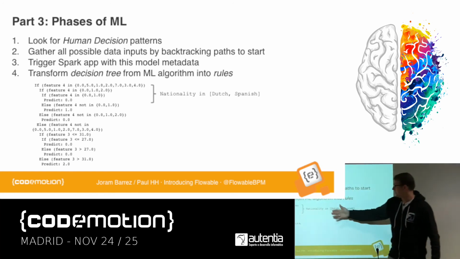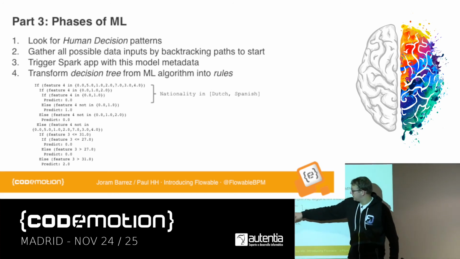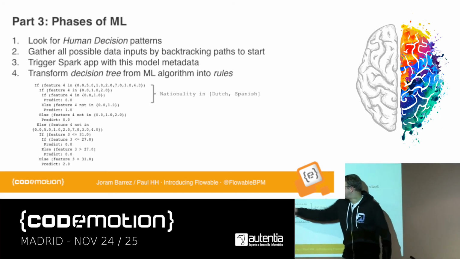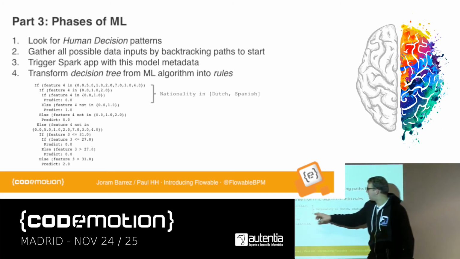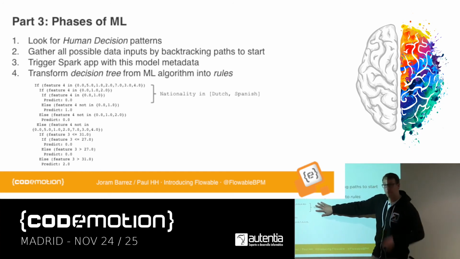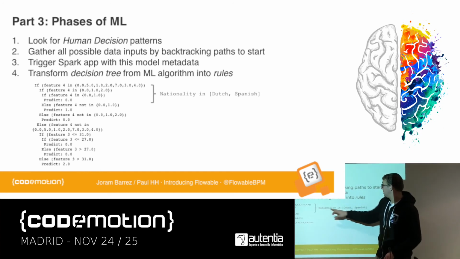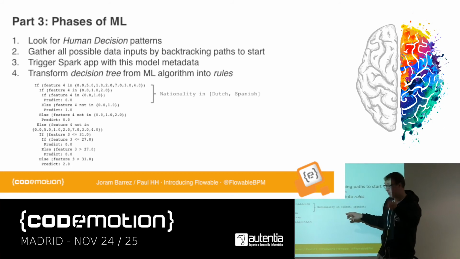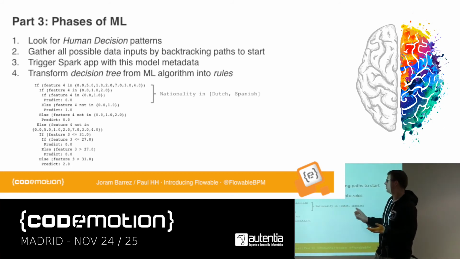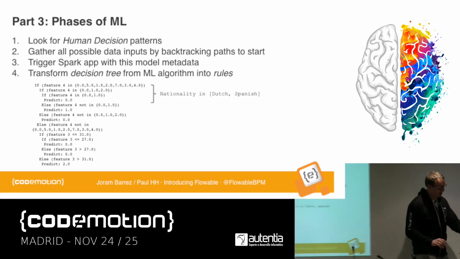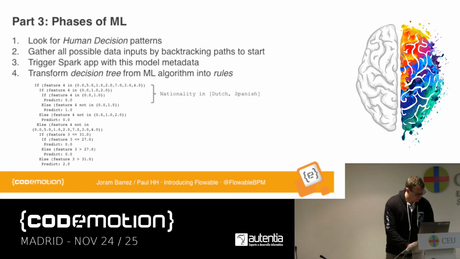Now this is a very mathematical representation. Basically, it says something like feature 4 in a certain vector, and there's a lot of if-elses. But if we interpret that programmatically, this would mean that the nationality, remember that drop-down that Paul used, is either Dutch or Spanish for some reason. So let me show you how that now works.